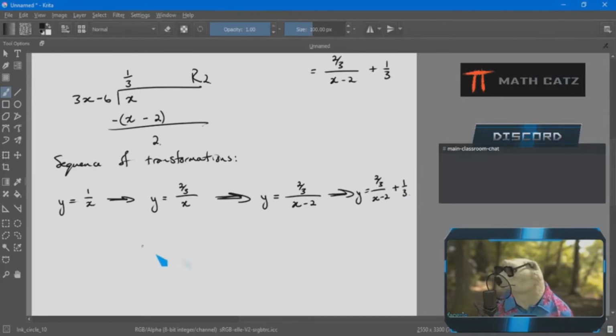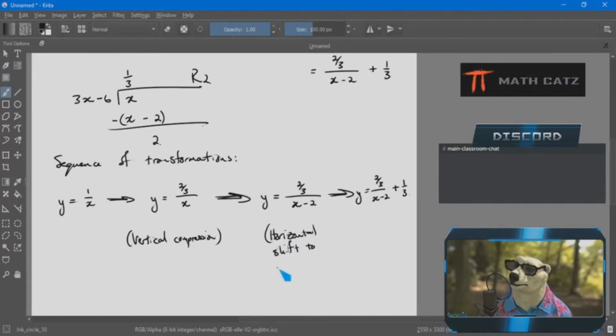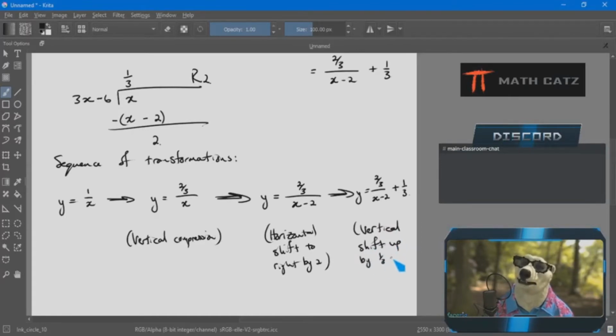So we'll just write underneath what happens to the graph, and I'll leave it to you to actually do it. It's just very time consuming, and we can get more problems in if we skip it. So this first one, multiplying the right-hand side with a number, 2/3 in this case, is a vertical compression. Then replacing x with x minus 2 is a horizontal shift to the right by 2 units. Then adding 1/3 to the right-hand side is a vertical shift up by 1/3 of a unit.